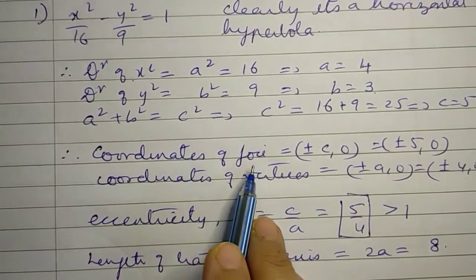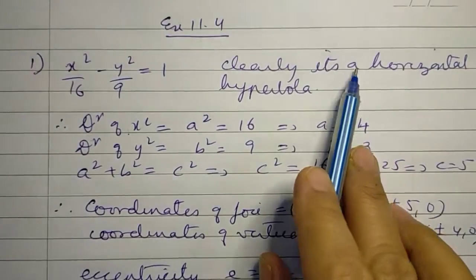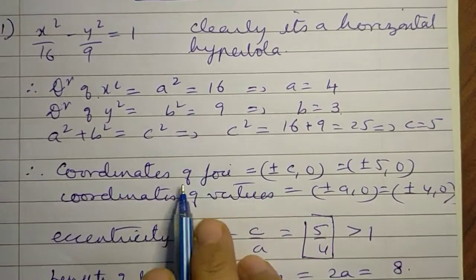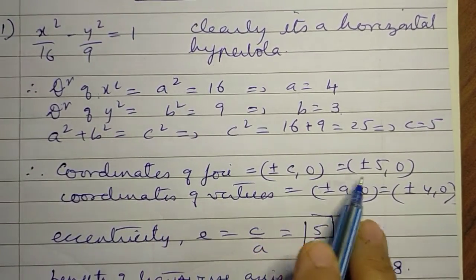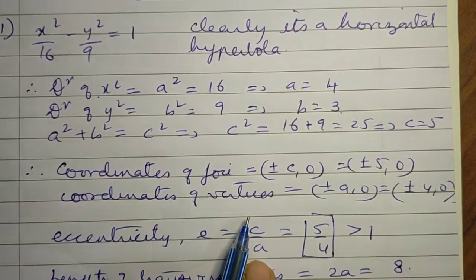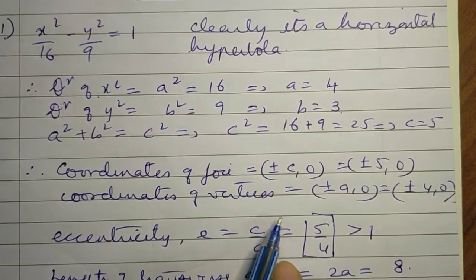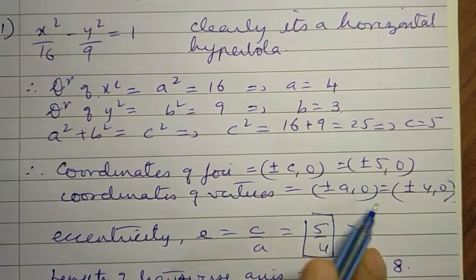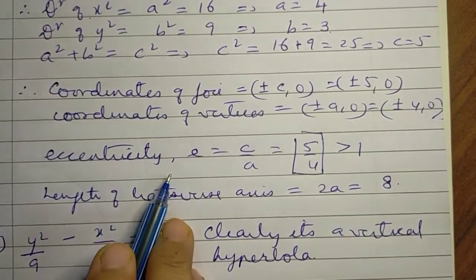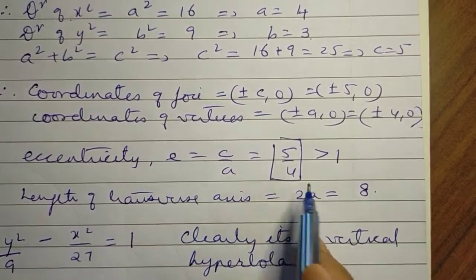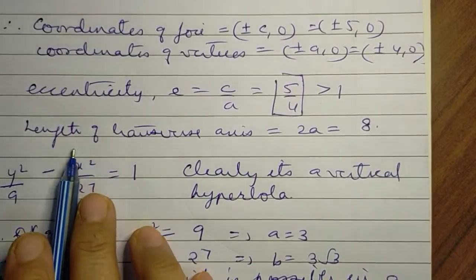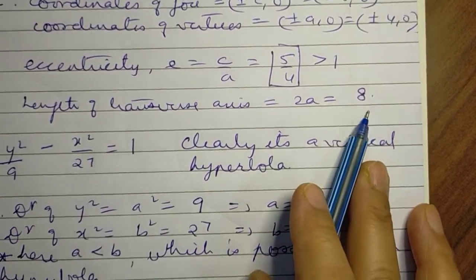Now, to find the coordinates of the foci, we know that in case of a horizontal hyperbola, the foci and the vertices both lie on the x-axis, and so the coordinates of the foci are plus minus c comma 0, which gives us plus minus 5 comma 0. Coordinates of vertices also lie on the x-axis, and so it is plus minus a comma 0, which gives us plus minus 4 comma 0. Now to find the eccentricity, we know that e is c by a, which gives us 5 by 4, which is greater than 1, and so a hyperbola. And now the length of the transverse axis is 2a, which is 8.